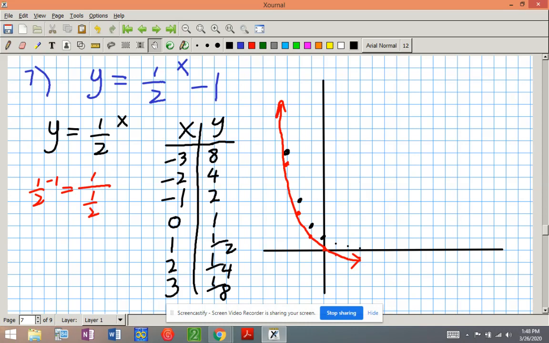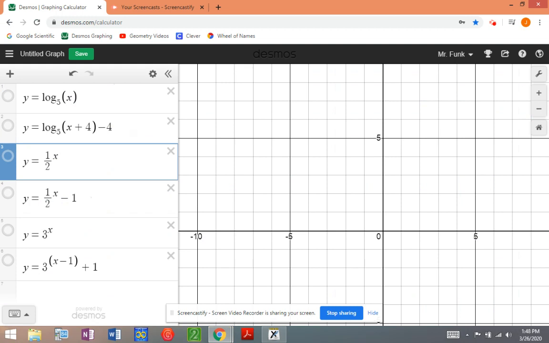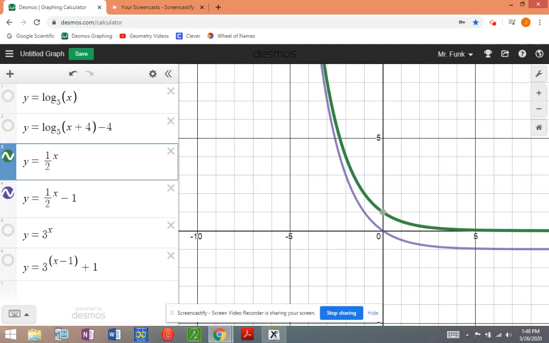I've also put this on Desmos because it tends to do a better job of graphing than me, but I wanted to show you step by step how that works, since you won't have Desmos available to you when you take your test. So here's the parent function that we just graphed. All right, y equals 1/2 to the x, and then this next one is just the exact same graph moved down 1. So there you go.